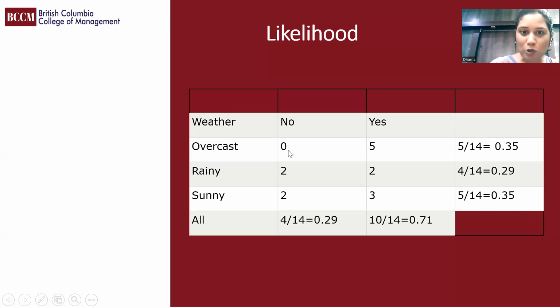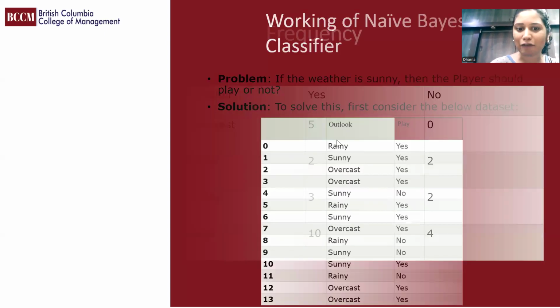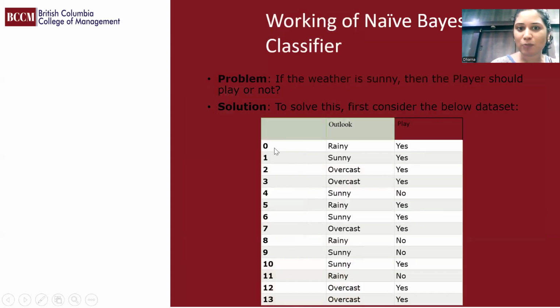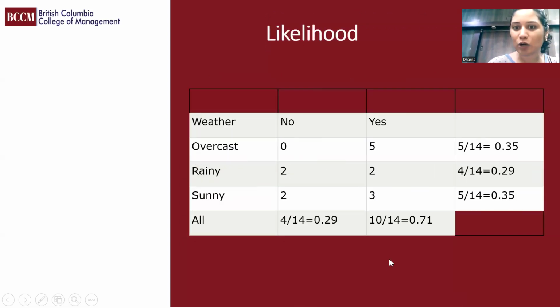We also get the probability of no and yes. Probability of no means how many no there are: 4 divided by 14, which is 0.29. Probability of yes means the count of all the yes divided by 14. If you see the data set, we have a total of 14 rows, from 0 to 13. So that is what we are doing. We will get the probability as 0.71.